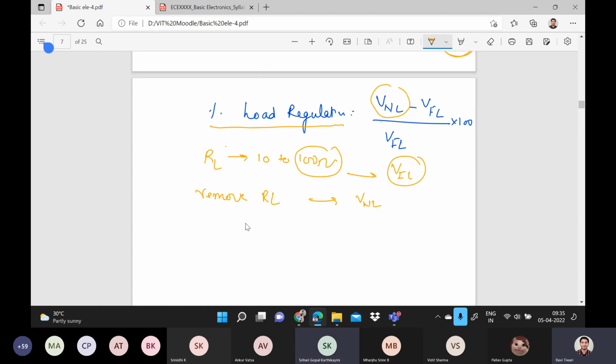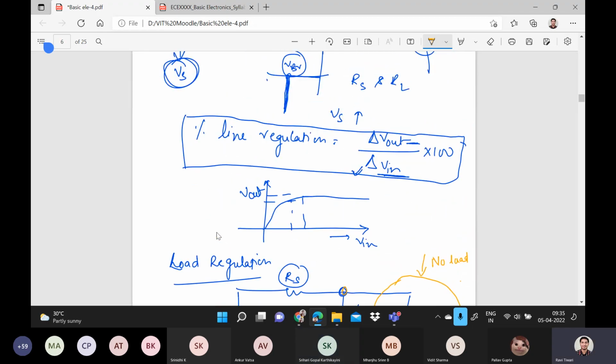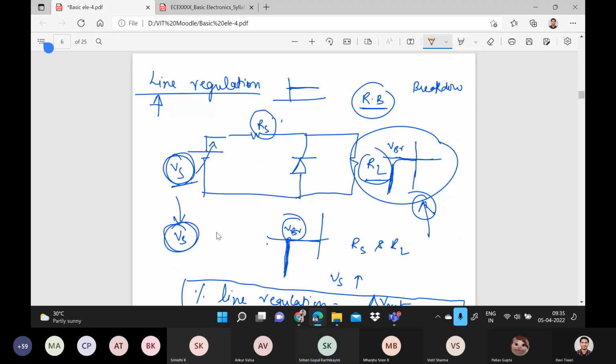But Sir, can you show the circuit for the line regulation? Yes, sir, 1 minute, I'll take a screenshot. Sir, the diode for line regulation is not Zener. It's Zener. Always.